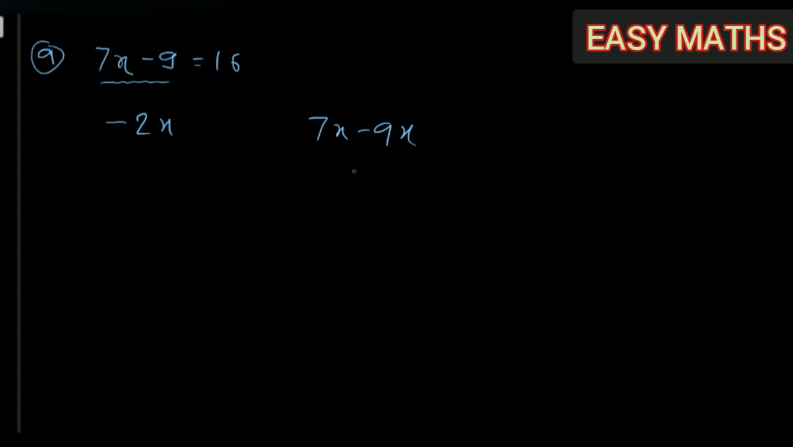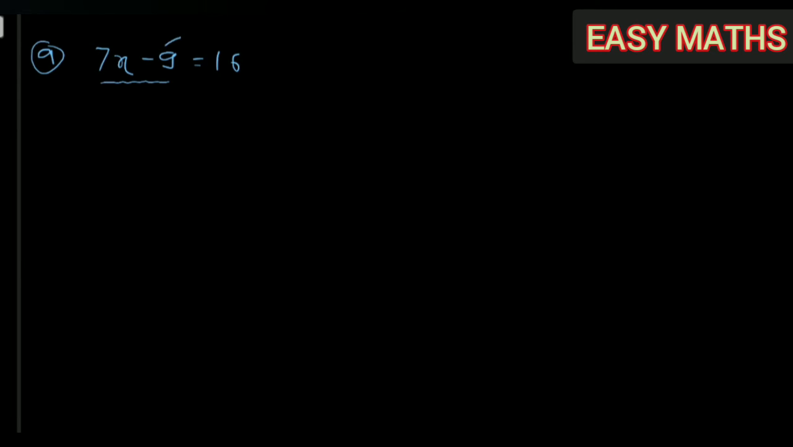Question number 9. Question 9 is 7x minus 9 is equal to 16. Now what a lot of students make a mistake on is they combine these two terms and get the answer as minus 2x. But these are unlike terms. If it was 7x minus 9x, then it would have been minus 2x, because they are like terms. Both terms are of x. But in the question, the first term is of x and the second term does not have x. So they are unlike terms, so they cannot be added or subtracted.